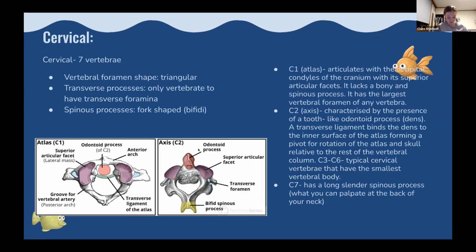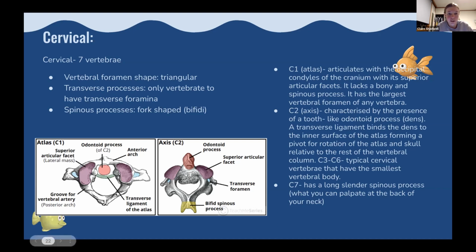So just here, we can see that there's 7 cervical vertebrae, and some specific features for cervical vertebrae are that they have a triangular vertebral foramen, and that their transverse processes are the only ones that have these transverse foramina. And you'll learn that the vertebral artery, which goes up to supply the head as well, runs through this. And so that's pretty important in case of any fractures or broken bones through here.